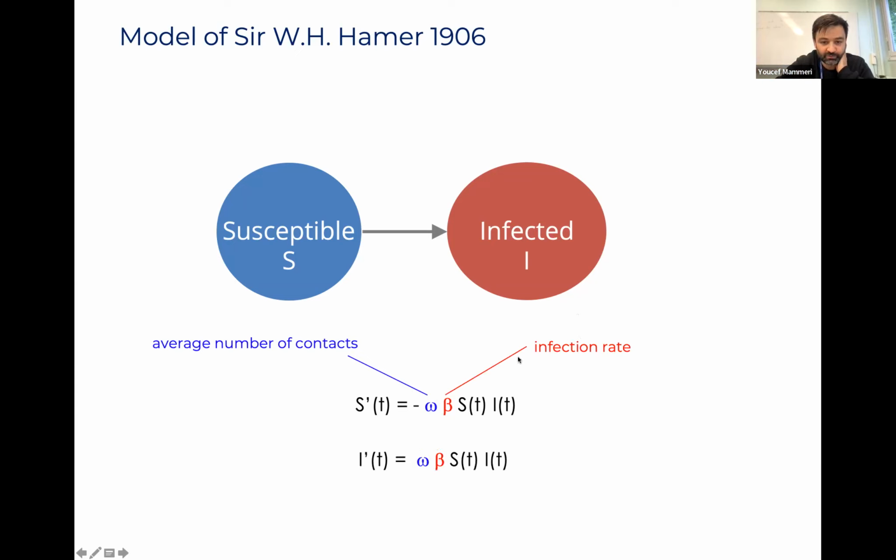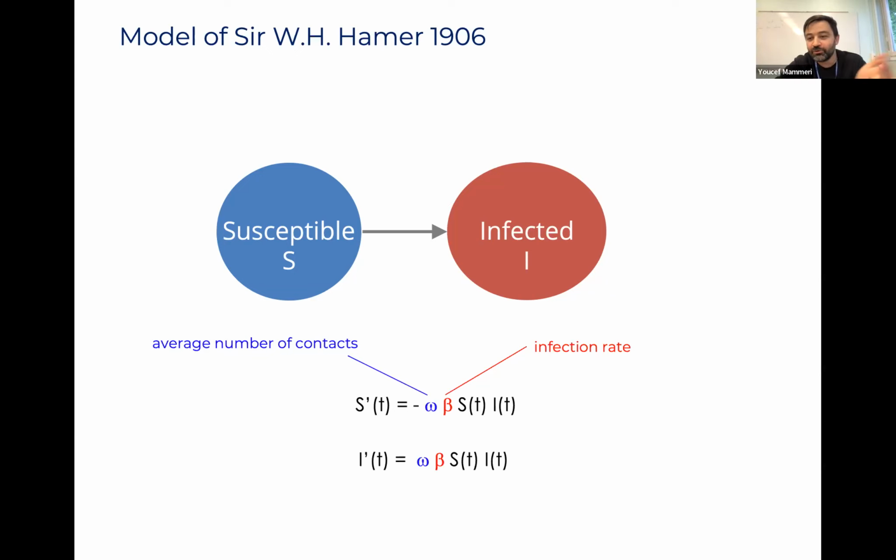Sometimes the product omega times beta is also what we call the probability of infection, the probability to become infected. So the ones who were susceptible, there is a minus, they become infected, so there is a plus. The ones who are susceptible go to infected.